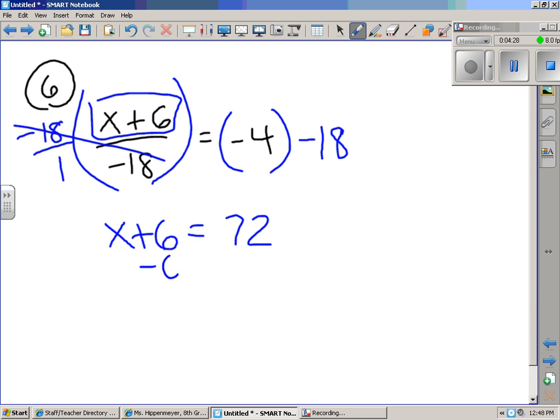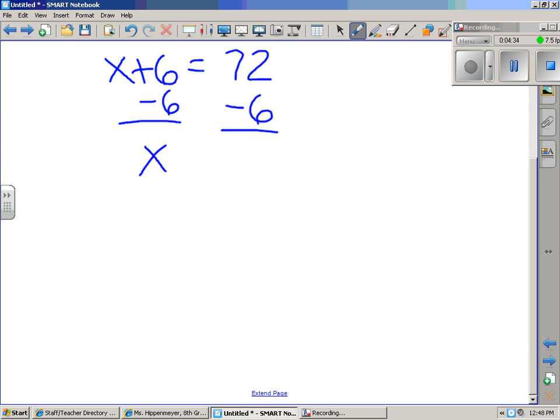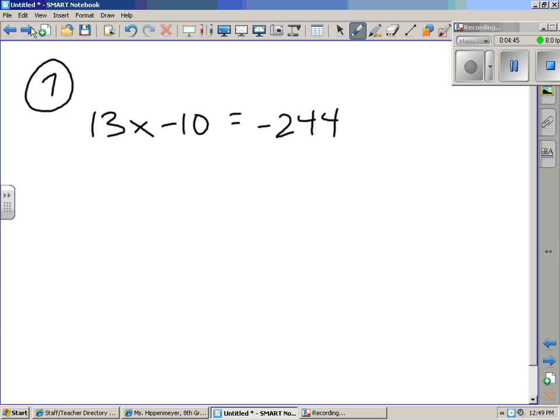Last, we're going to subtract 6 from each side. To get the x alone, we're using the inverse operation. So over here, 6 minus 6 equals 0. We're left with x. And then 72 minus 6, we're left with 66. So x equals 66. Number 7. And number 7, we have 3x minus 10.